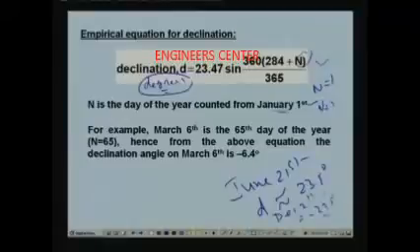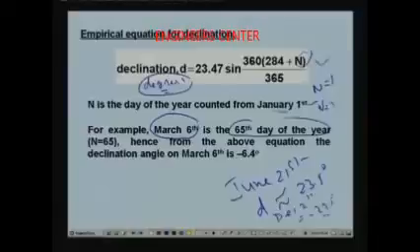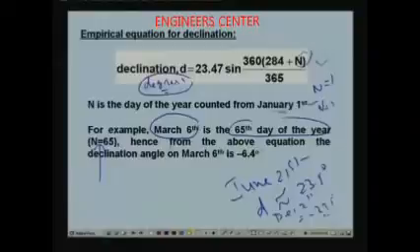For example, I want to calculate the declination for March 6th. March 6th happens to be the 65th day of the year, that means n is 65. So, all you have to do is substitute the value of n in the equation. You will find that the declination on March 6th is minus 6.4 degrees, from the above equation.